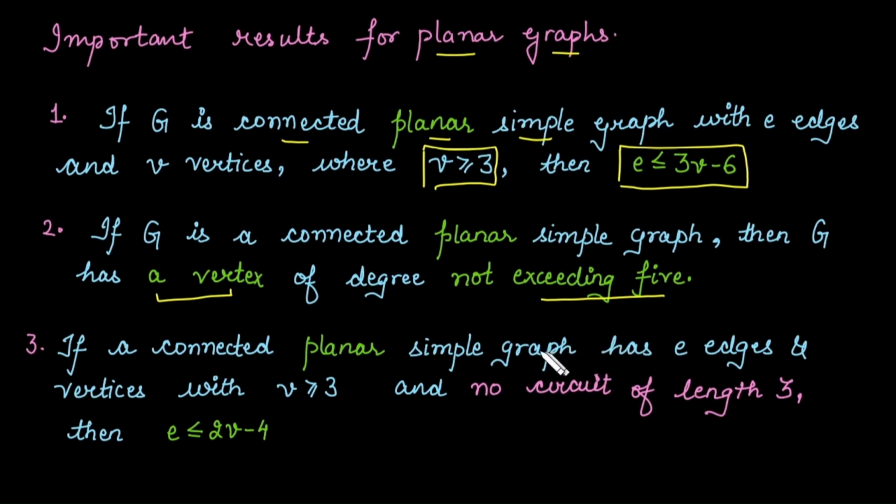The third result is: if the graph is planar and there exists no circuit of length 3, with the minimum number of vertices as 3, in that case the number of edges is less than or equal to 2 times the vertices minus 4. Now, how are these results important, and how can we apply them to prove that a graph is non-planar? Let's explore that.